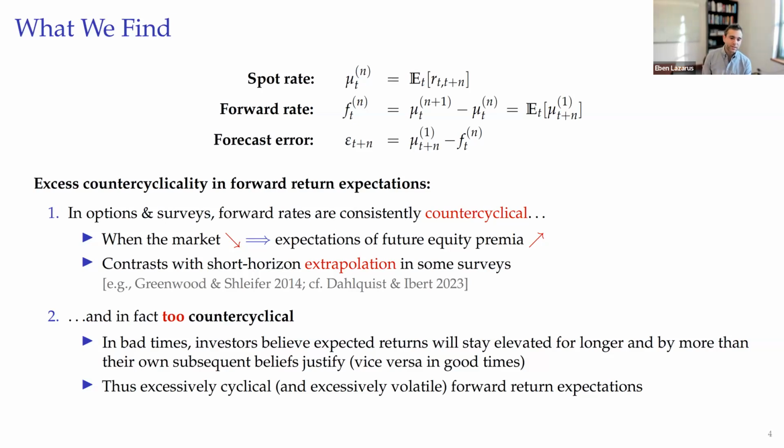And compare that with their ex-ante forecast. And we find that, in fact, the market return expectation, according to those same investors, has mean reverted much more quickly than they themselves expected. So we find this excessive countercyclicality in forward return expectations. And that leads to excess volatility in forward return expectations relative to the predictable component of spot expected log returns.